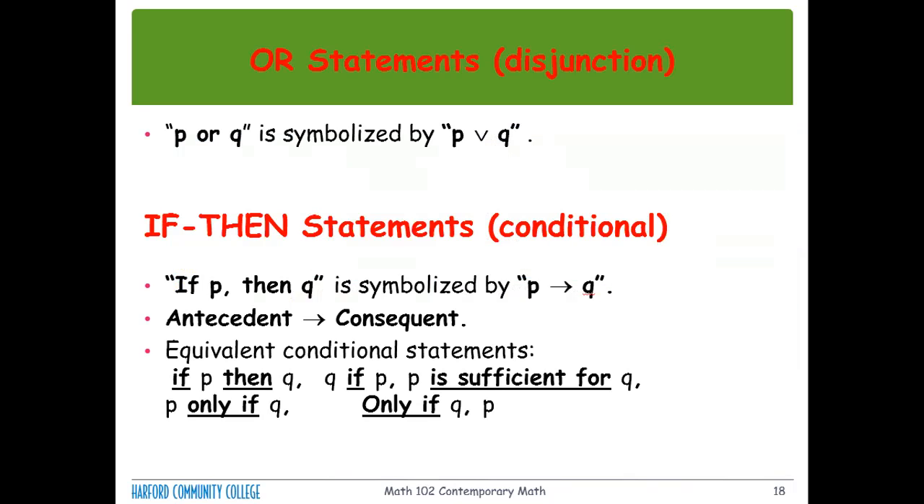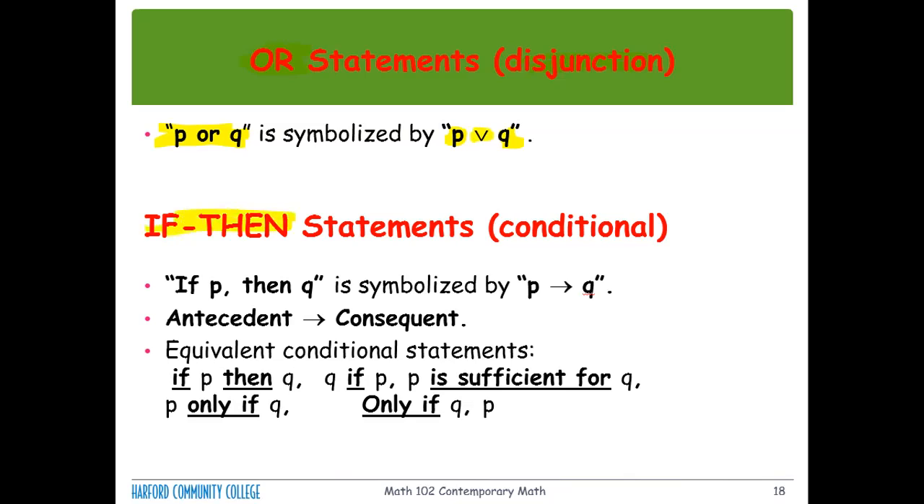The next connective is the or connective. So we call the or statement a disjunction. For the statement P or Q, the symbolic form is in the form of the letter P for the statement P, the letter Q for the statement Q, and the connective or represented by the symbol that looks like the letter V to connect the simple statements P and Q.